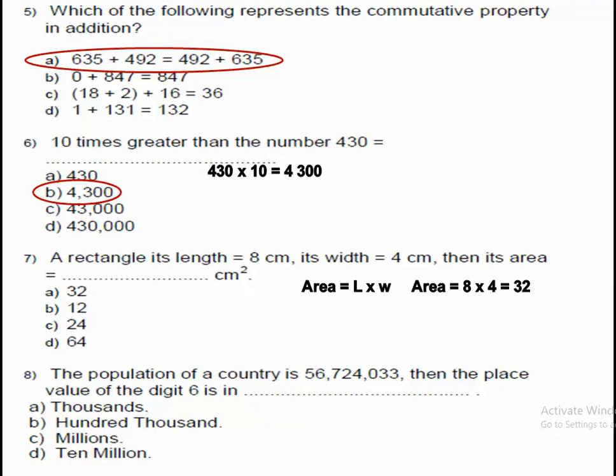The population of a country is 56,724,033. Then the place value of digit 6 is, yes, millions.